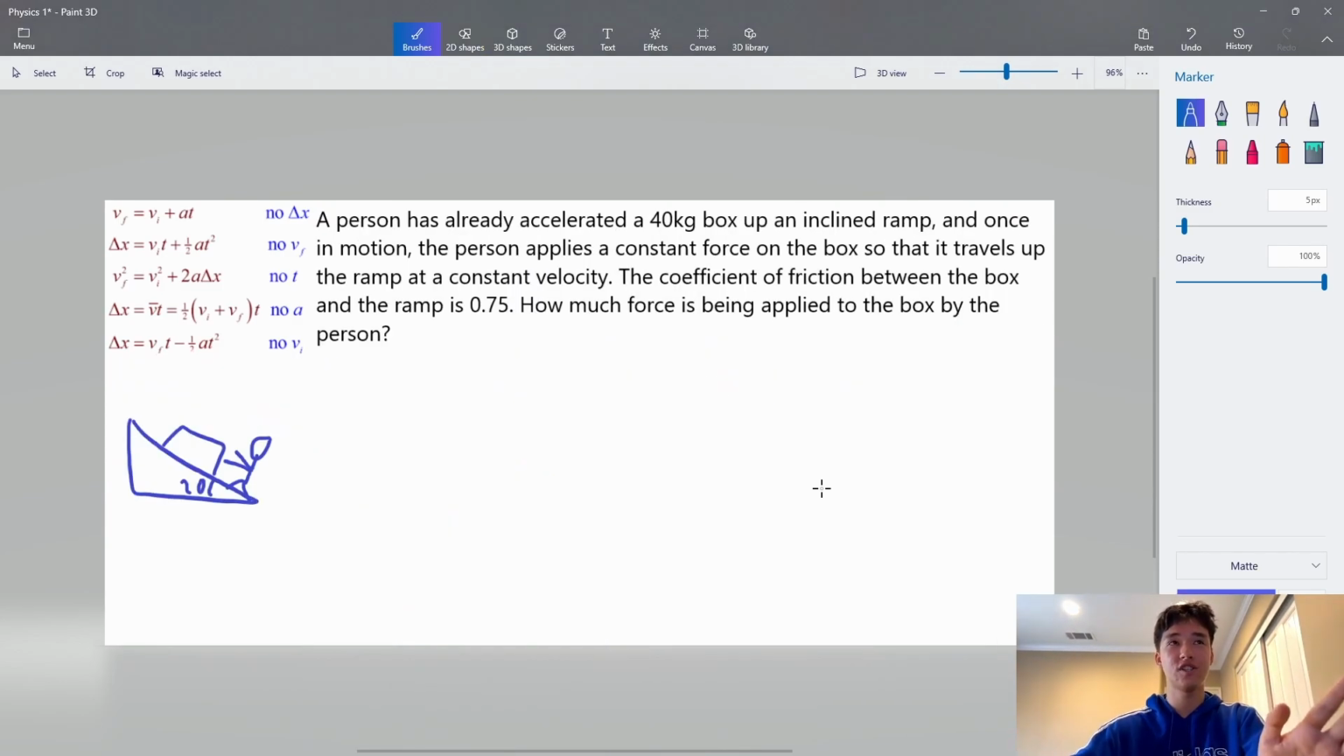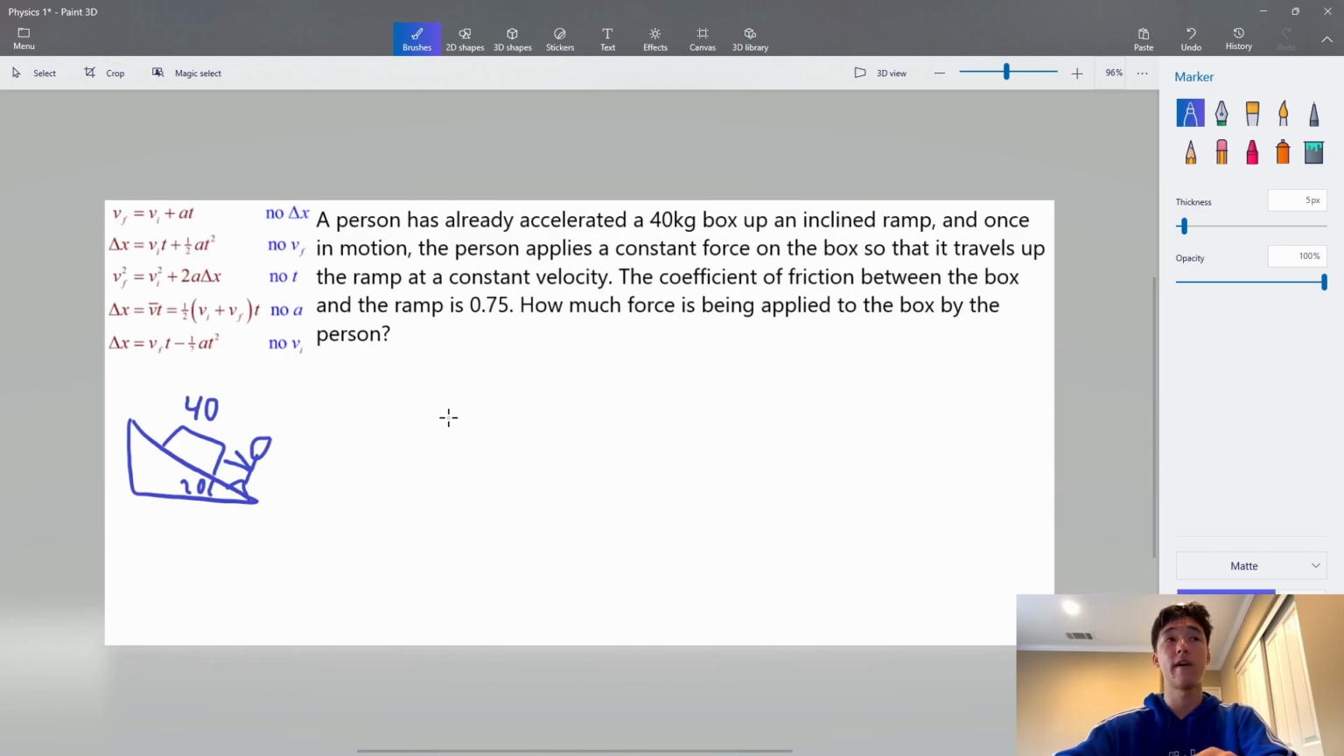Okay, this question is not really so much about pulleys, but this is going to be an understanding challenge question for your inclined planes and just kind of what we learned about in that last problem. So a person has already accelerated a 40 kilogram box, right? So this is 40 kilograms up an incline ramp. And once in motion, the person applies a constant force on the box so that it travels up the ramp at a constant velocity. The coefficient of friction between the box and the ramp is 0.75. How much force is being applied to the box by the person?